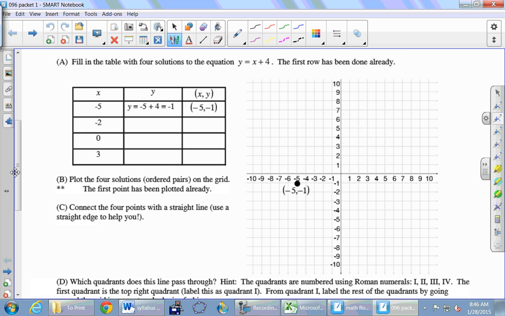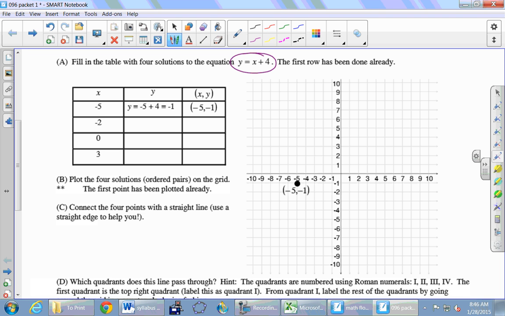Okay, so I've got this table. The first column is X. There's some numbers that I've already chosen for X, but essentially you could pick any number. And we're going to fill in the Y column together right now. So in the first row, X was -5, and we're just going to be using that equation right there. Y is always equal to the X plus 4. So in that first row, the X becomes -5 plus 4, which is -1. So far, so good.